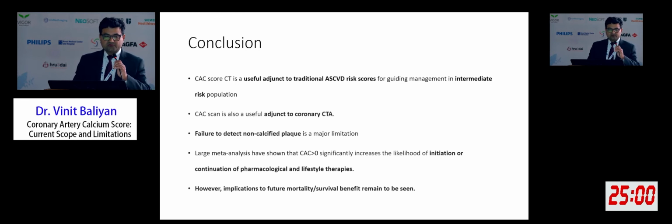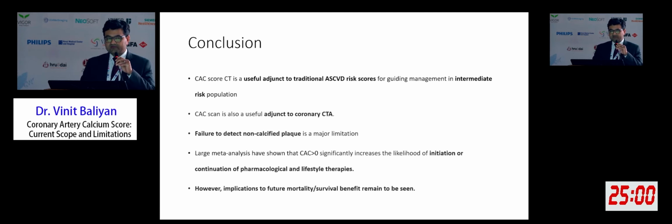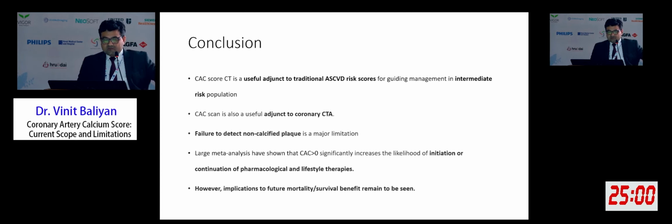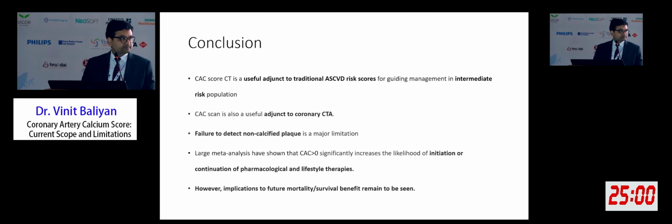So coming to the conclusion, calcium score CT is a useful adjunct to traditional atherosclerotic disease risk factors and guiding management in the intermediate risk population. It can also be a useful adjunct to coronary CTA to enhance the sensitivity to small plaques. But failure to detect non-calcified plaque is probably the only but a major limitation. We have seen that having a positive calcium score is associated with more pharmacological and lifestyle therapies, but we need more studies to see how these modifications are impacting patient survival and mortality.